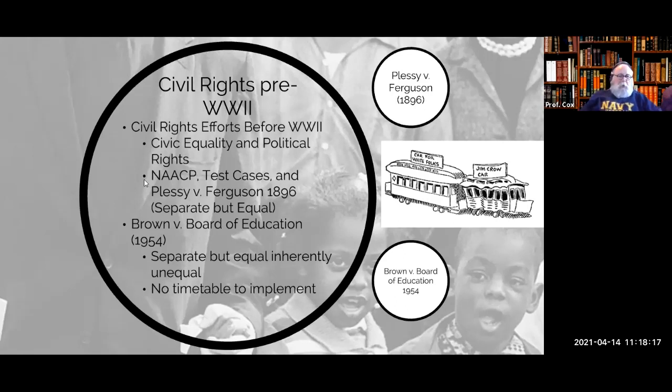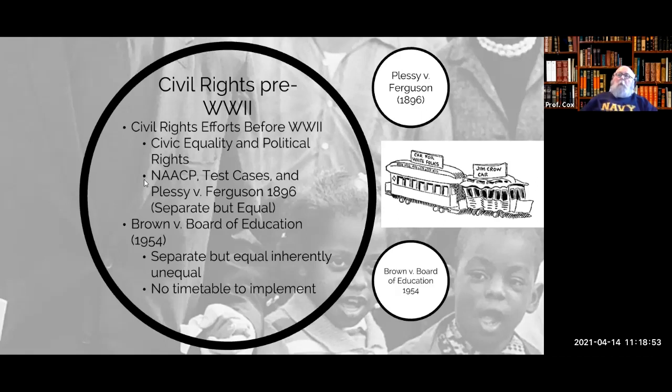You're left out. Okay, so one of the things that happened during the Jim Crow era after Reconstruction was that many laws were passed to restrict the rights of blacks, to restrict their civil rights and their political rights. And so, starting as far back as the 1870s, there were movements toward trying to bring about civic equality and political rights for Black people. Okay.